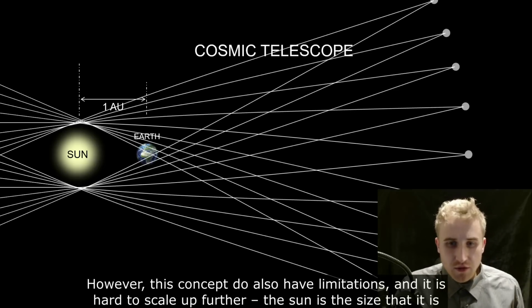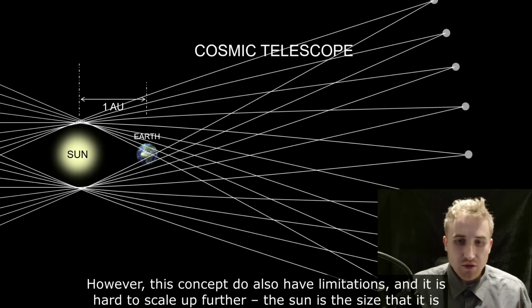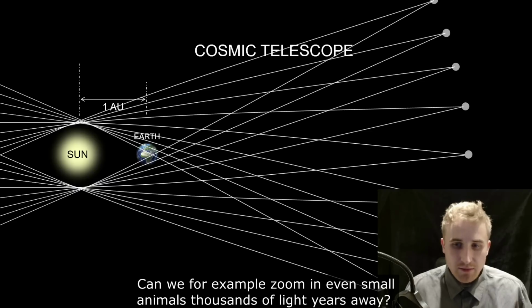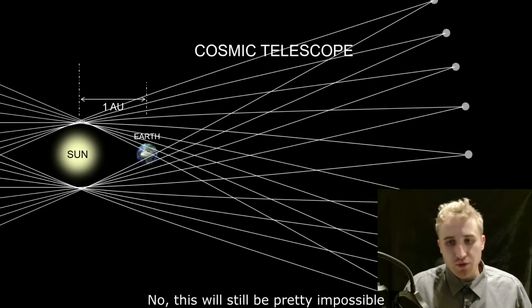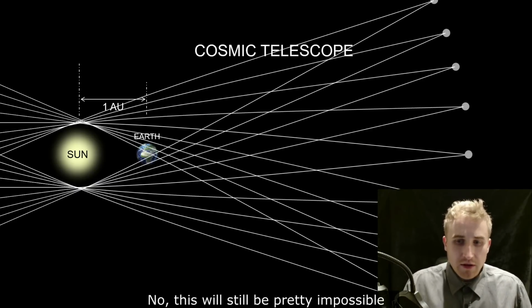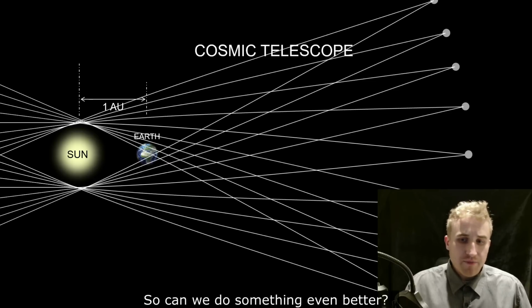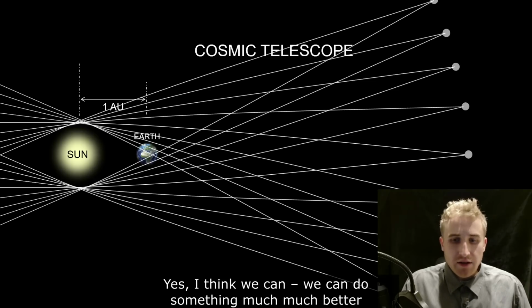However, this concept does also have limitations, and it is hard to scale up further. The Sun is the size that it is. Can we, for example, zoom in on even small animals thousands of light years away? No, this will still be pretty impossible. So can we do something even better? Yes, I think we can, and we can do something much better.